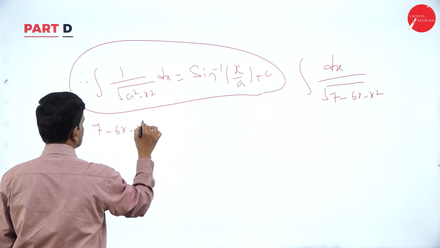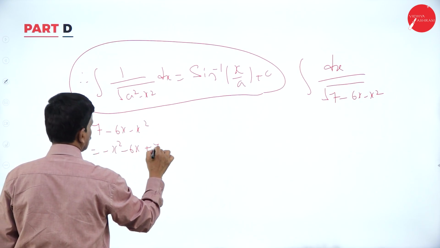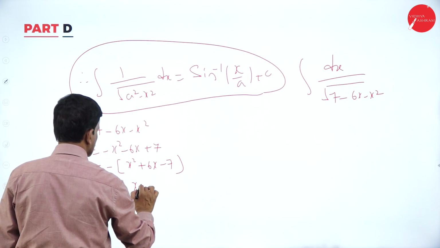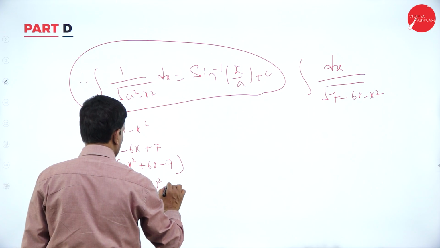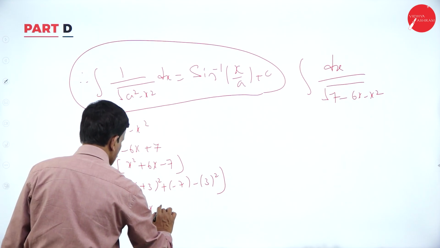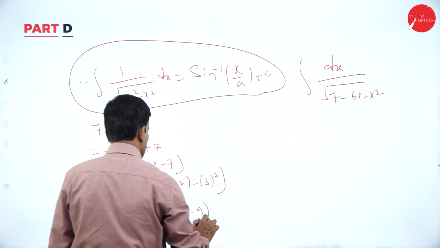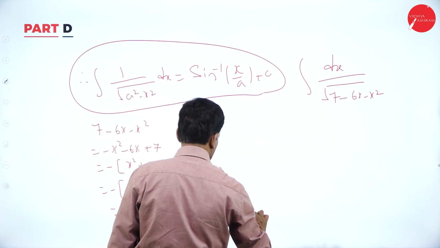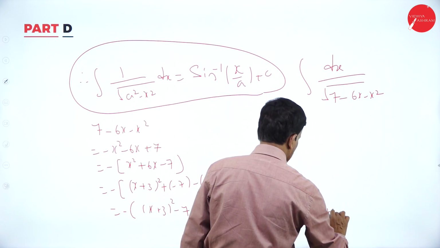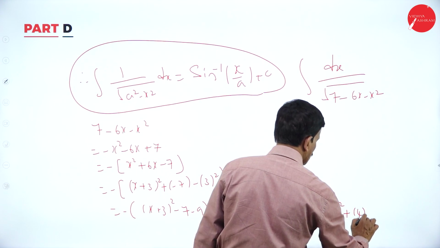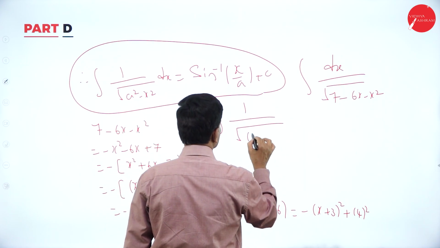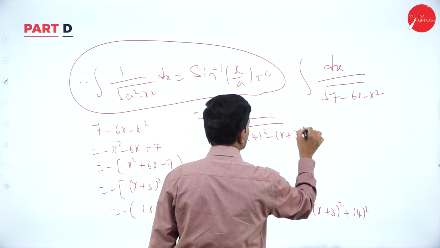7 minus 6x minus x square can be written as minus x square minus 6x plus 7. You can take minus out: x square plus 6x minus 7. So, minus of x plus half into coefficient of x, which is 3, whole square, plus constant, again minus half into coefficient of x, which is 3, whole square. This is minus of x plus 3 whole square minus 7 minus 9. So, that is equal to minus of x plus 3 whole square minus 9 minus 7 is minus 16. So, this can be written as minus of x plus 3 whole square minus into minus 16 can be written as 4 square. So, therefore, this integral can be written as integral 1 over root of 4 square minus x plus 3 whole square into dx.